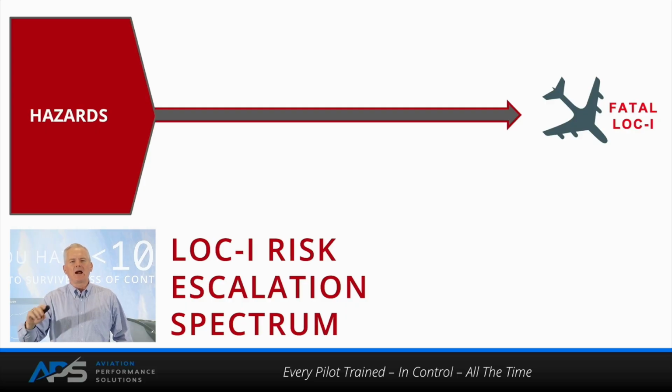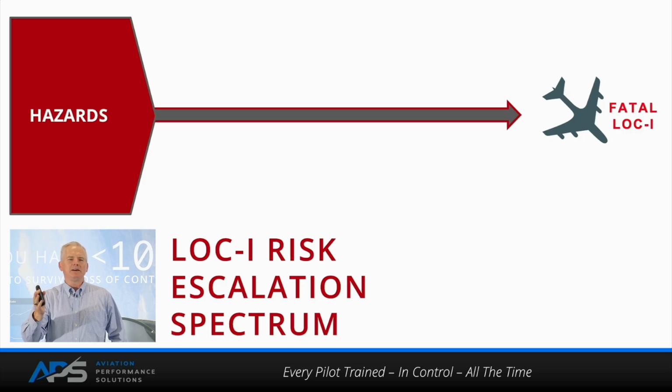So as we go to the graphic, we can see here that hazards are represented by a big block on the left. And the reason why it's a block is because there's over 20 hazards that have a risk or outcome of loss of control in flight associated with them. And that risk propagates over time from left to right, or from now to later, across this arrow towards the fatal loss of control in flight accident. So the source of that risk is the hazard.